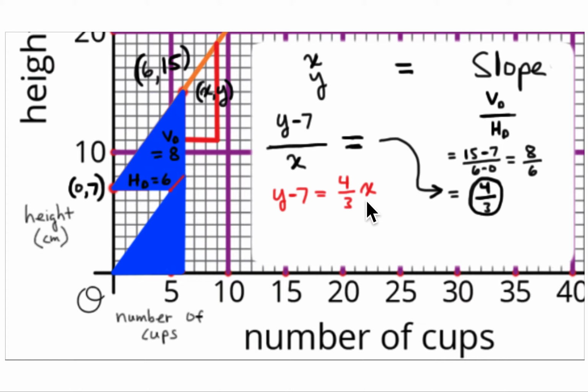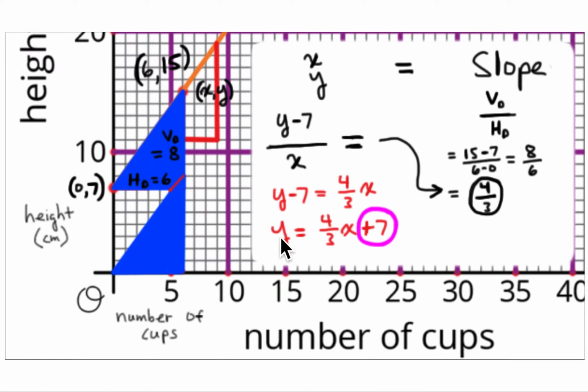So it's 4/3 of x. So y minus 7, we know it's going to be 8 in this case. And so 4/3 of x is going to be 6. So 4/3 of 6 does equal 8. If you plug those in, notice what's happening now.